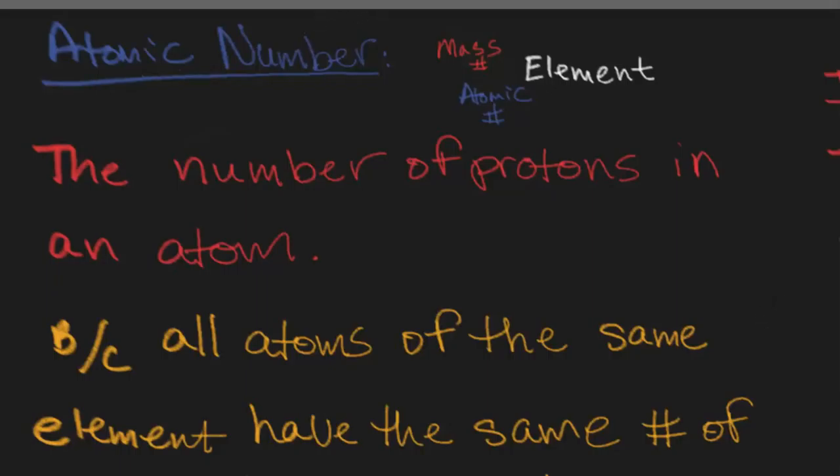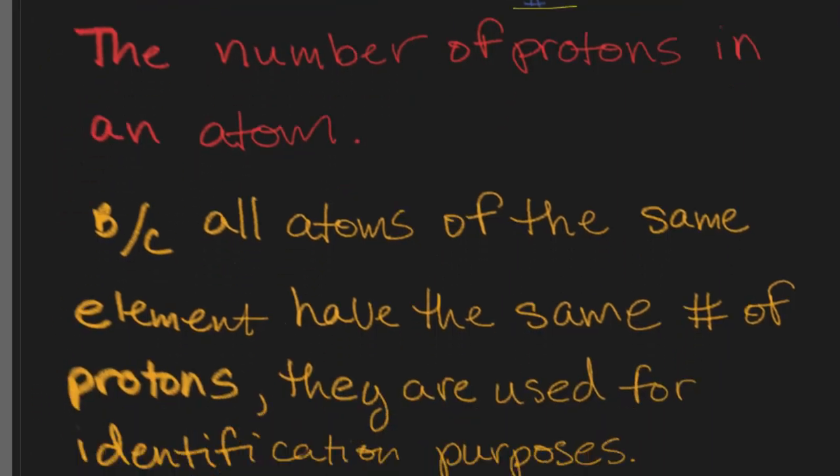Today we're going to be looking at the difference between atomic number and mass number. Typically you will see the element over here, whatever the element is, the mass number will be up top and the atomic number will be on the bottom. What is the atomic number? Well, the atomic number is going to be the number of protons found in an atom.